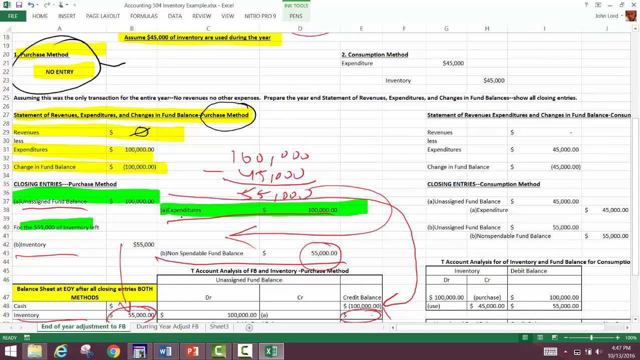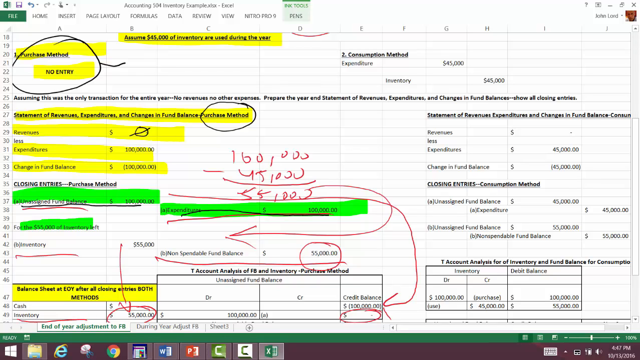We're going to credit our expenditures to close those. There's that credit to expenditure to close it, right? And we debit our unassigned fund balance just like we would in commercial to close it. We don't close it to retained earnings because we don't have it, but if there was retained earnings, we would have debited probably income summary and then retained earnings, right?